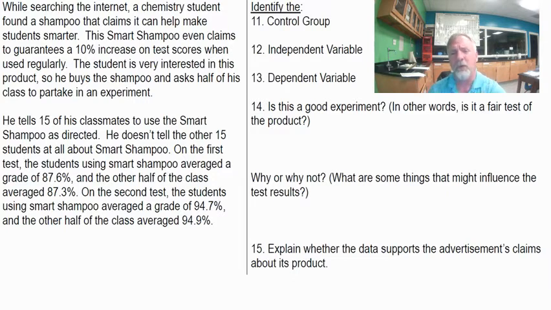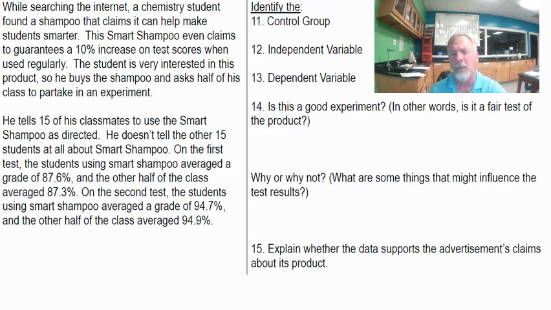So here we have two trials, and they're conflicting in their results. So I would say this does not support our advertiser's claim. There's not a clear answer here. Another way to look at it is there's very little difference between these numbers. 87.6, 87.3, they're very close to each other. 94.7, 94.9, very close to each other. So even if there is an impact, it's going to be so small, would it be worth paying the extra money for this smart shampoo?